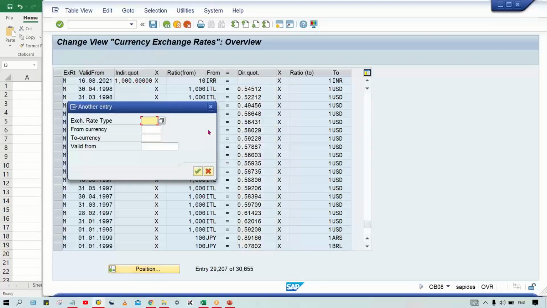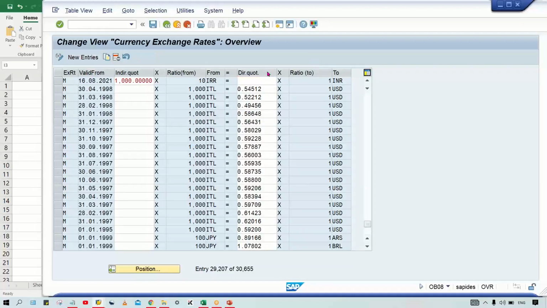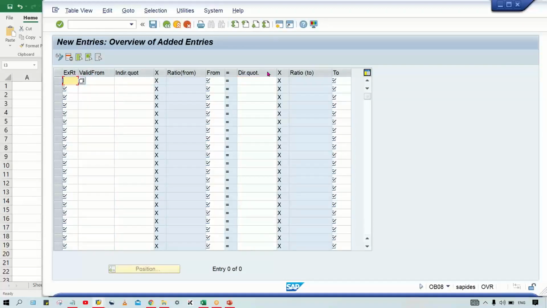Okay, so look at here, guys. Now I'll just specify a current rate here, right? If I have to specify exchange rate type M and valid from a particular date, let's suppose today's is 17, so I'll give 17.01. Then here USD and INR. So guys, look at here, ratio 1:1 will be here if I press enter. So here what is happening, guys?